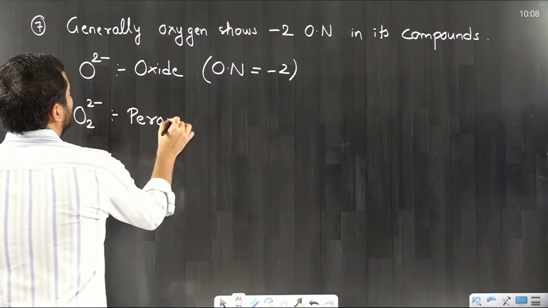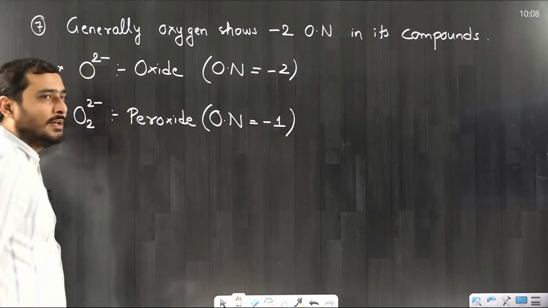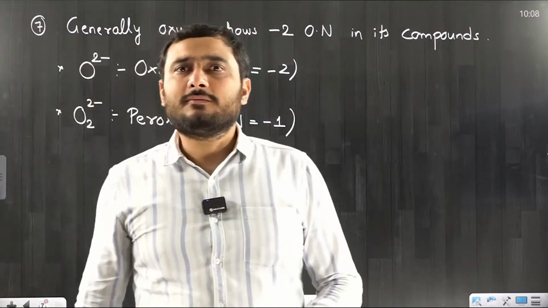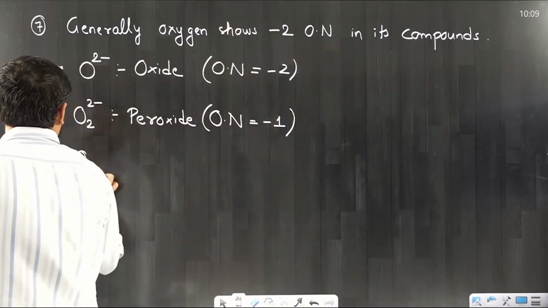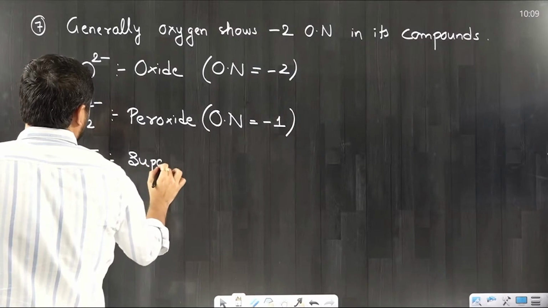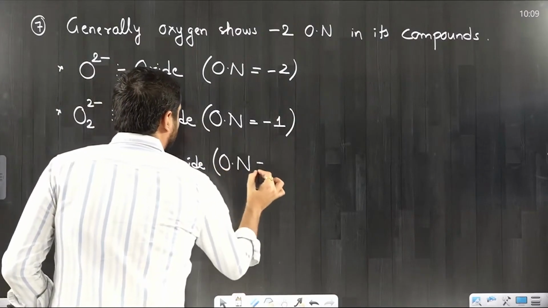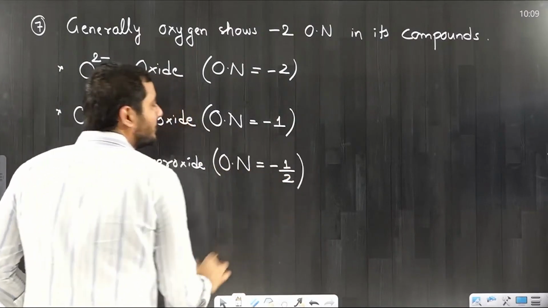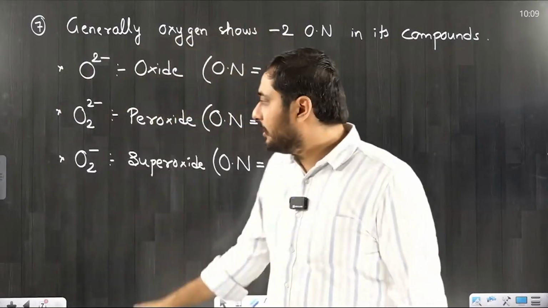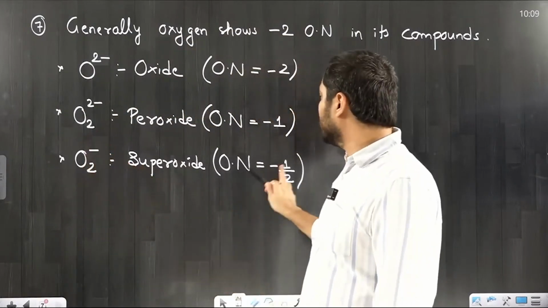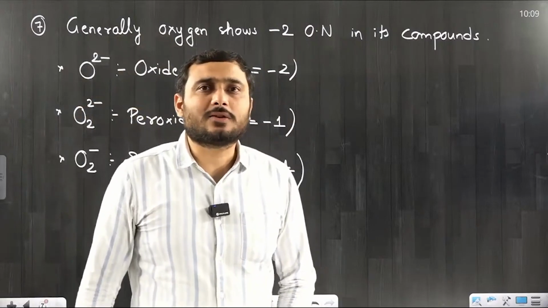So, the name of this ion is peroxide ion. So, in peroxide ion, the oxidation number is minus 1. 2 oxygen having minus 2, so for 1 oxygen, what is the charge? Minus 1. And next is superoxide, O2 minus 1. So when O2 gains one electron, which ion is formed? Superoxide. And what is the oxidation number? Minus 1 by 2. I am not writing oxidation state here. I am writing oxidation number. So the oxidation number of oxygen in O2 negative is how much? Minus 1 by 2. So remember, O2 2 negative is peroxide. O2 negative is called superoxide.